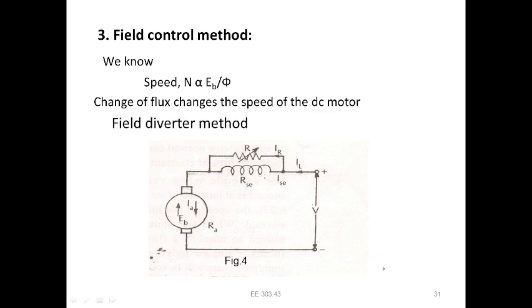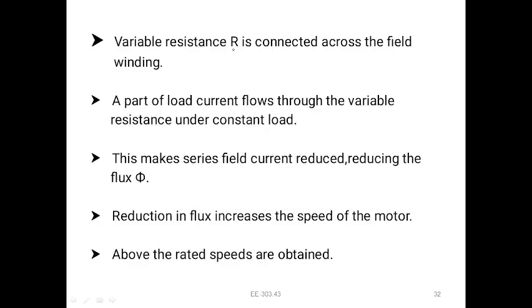By this method, which is a field diverter, a variable resistor is connected across the field winding. As part of the load current flows through the variable resistance, at constant load the series field winding current reduces, so the flux is reduced. So we are varying the field current by means of an external resistor, so that the flux is controlled. Reduction of flux increases the speed, so this is applicable for above rated speed.